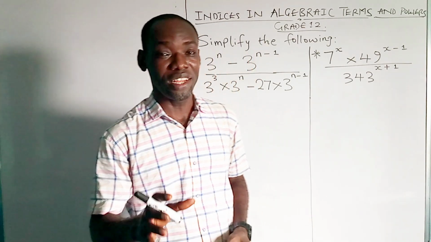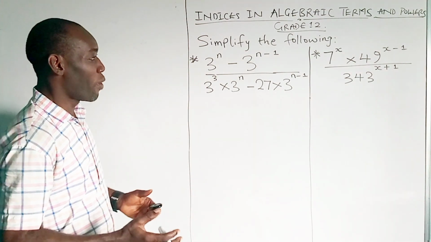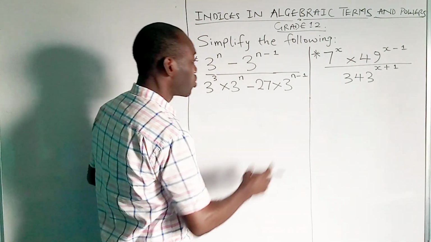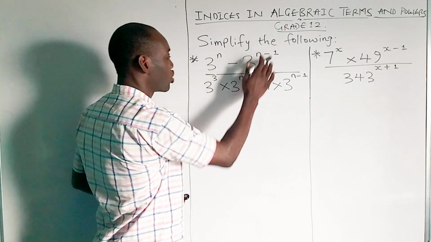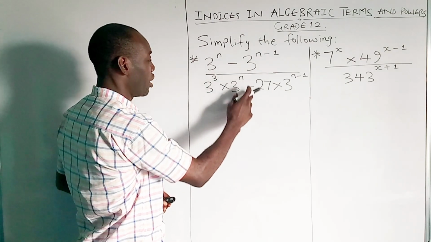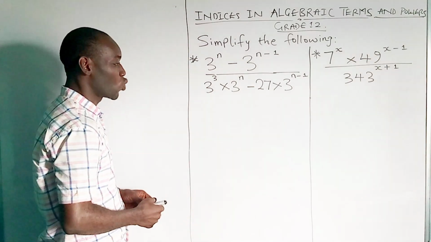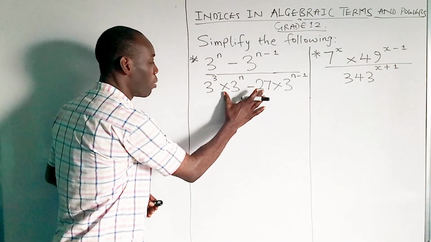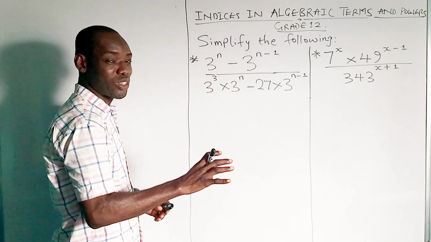For our grade 12 learners, today we look at indices in algebraic terms and powers, and we have two interesting questions here. The first one says 3 to the power n minus 3 to the power n minus 1, all ratio 3 to the power 3 times 3 to the power n minus 27 times 3 to the power n minus 1. Now if you look closely at the denominator, you agree with me that 3 to the power 3 is the same thing as what?